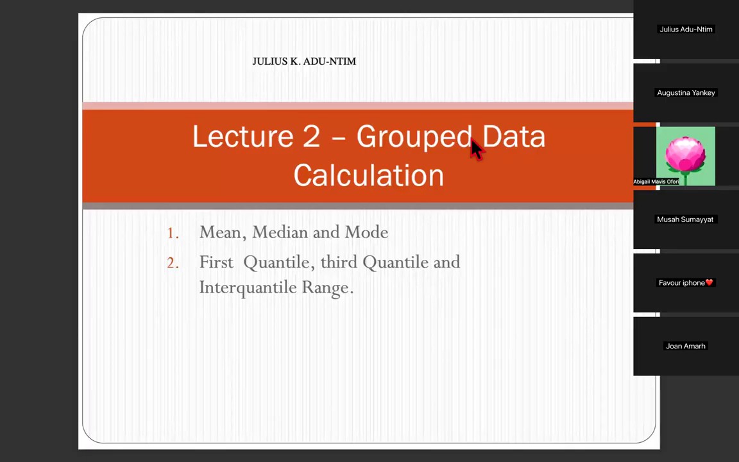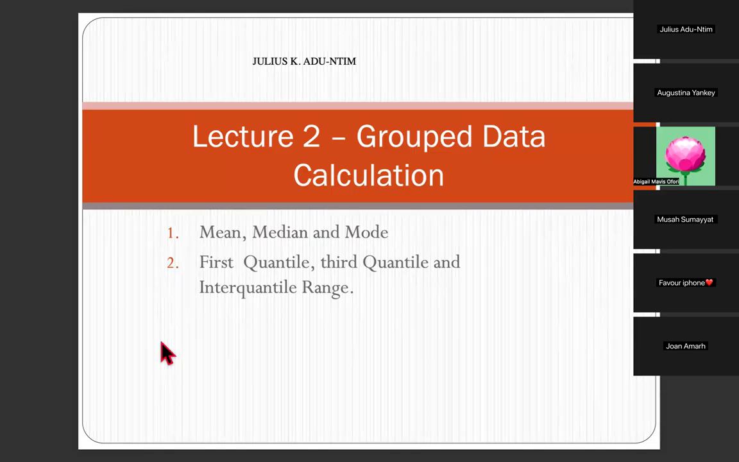So then we are beginning this lecture. Today we're going to look at group data, how we can handle group data. In a sense, that's how we can find the mean, median, and then the mode of a group data. We will also be looking at how to find the first quartile, third quartile, and then the interquartile range of a group data. Then there's another aspect that I did not add. We will look at how to find the variance and then the standard deviation of a group data.